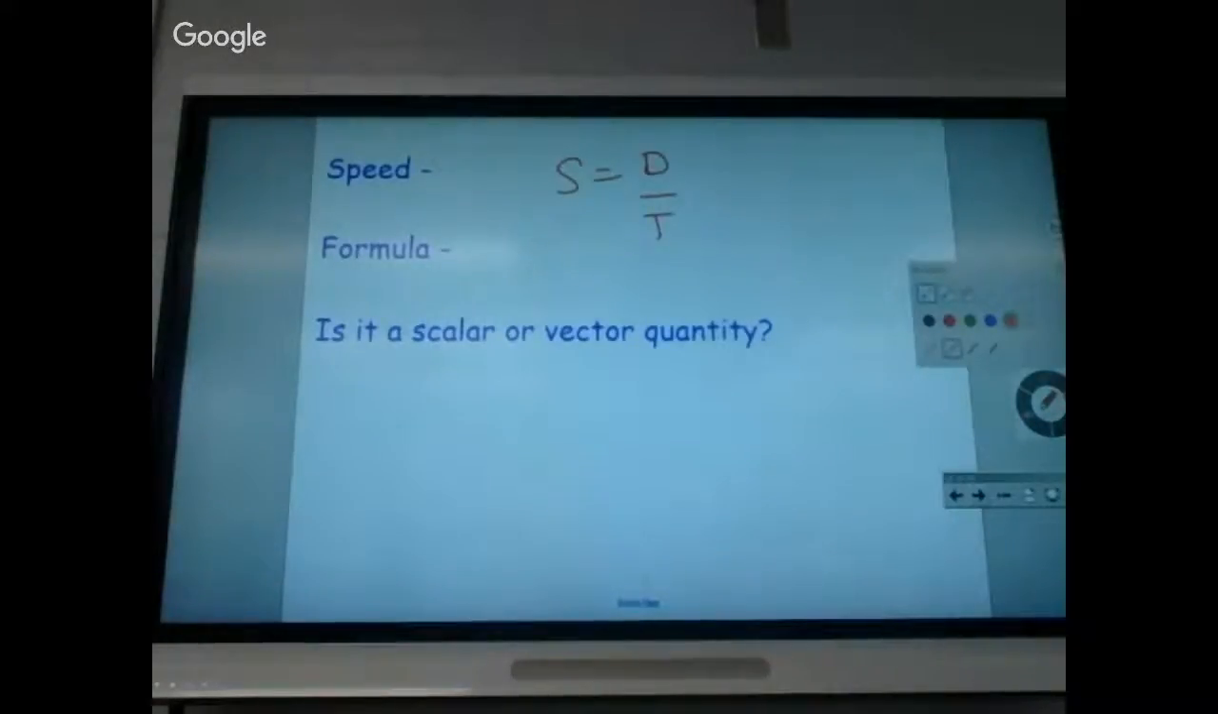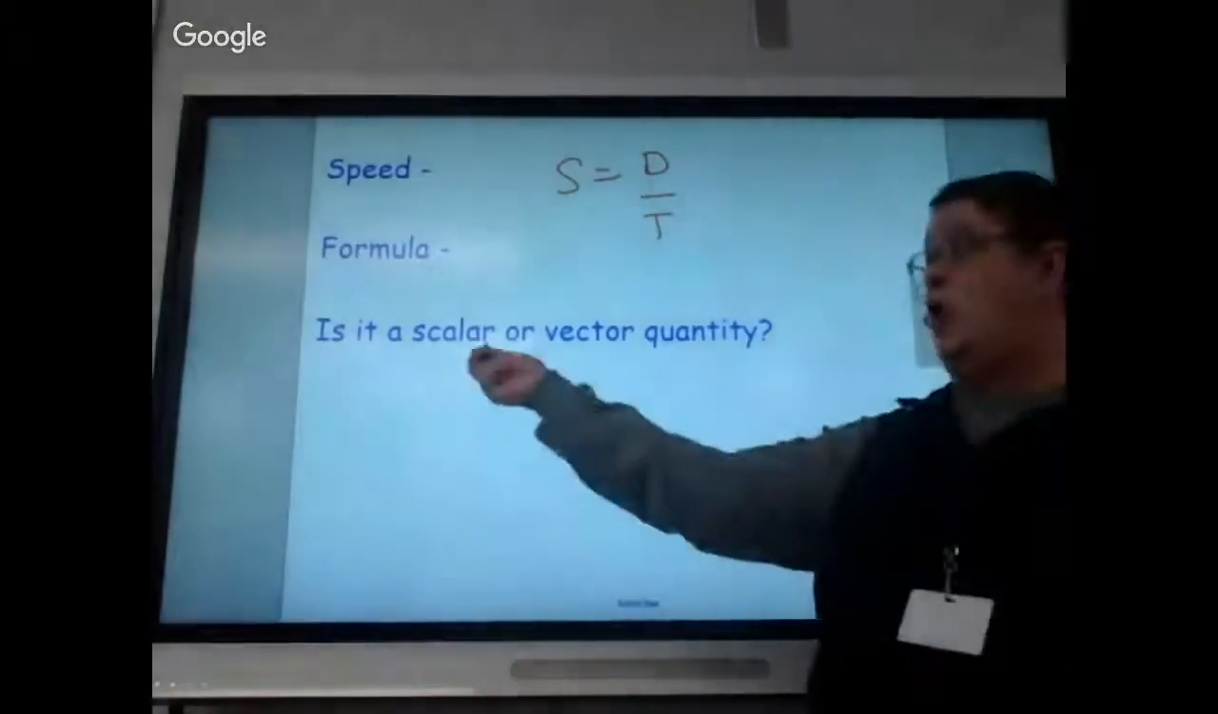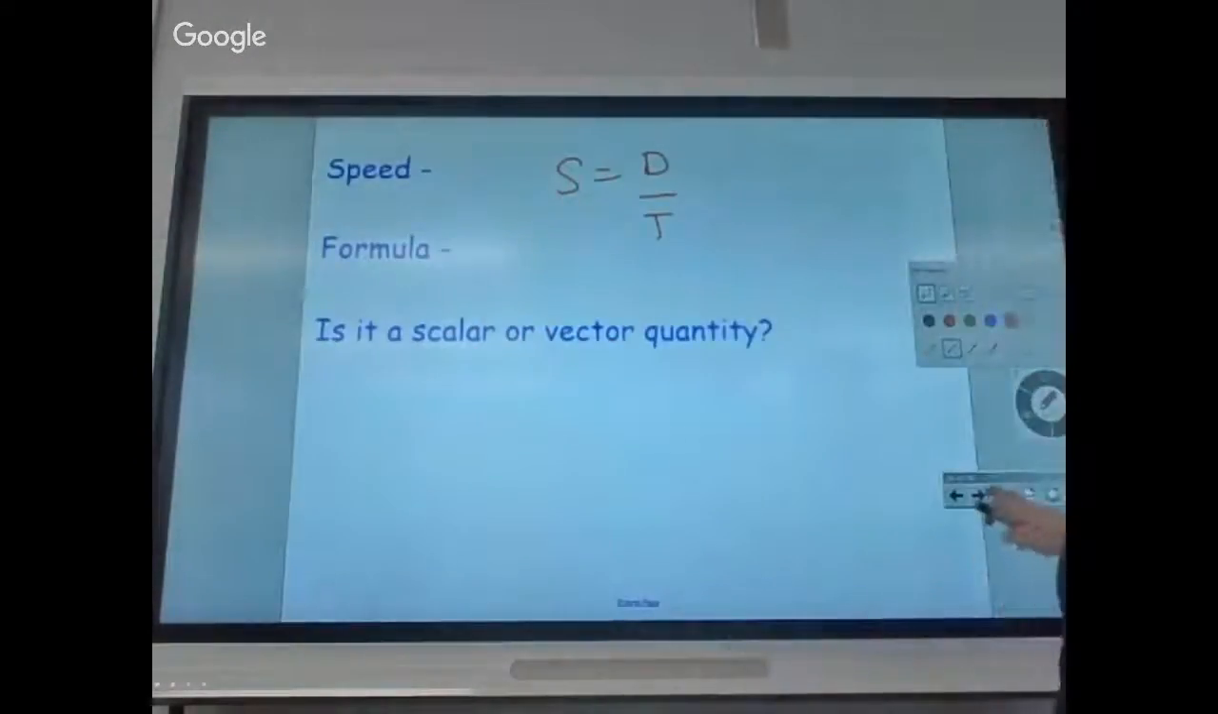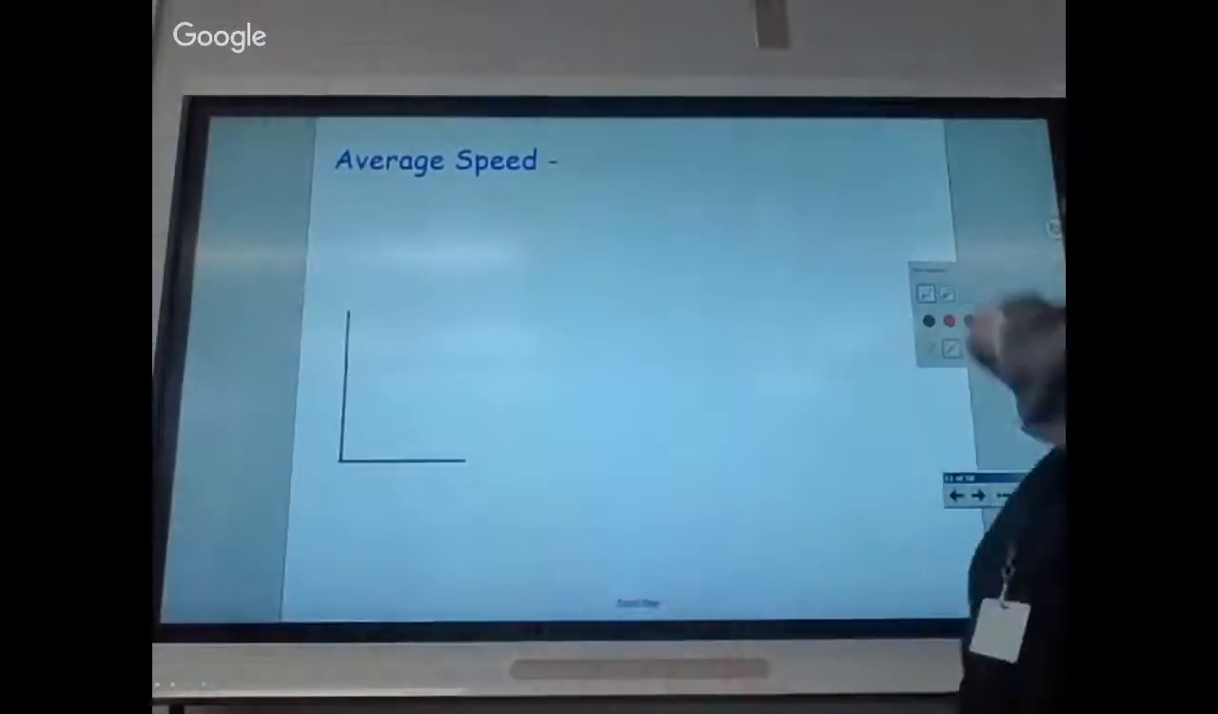So, is it a scalar or a vector? We just talked about it. Which one is it? It's a scalar, okay? Now, what does an average speed graph look like?